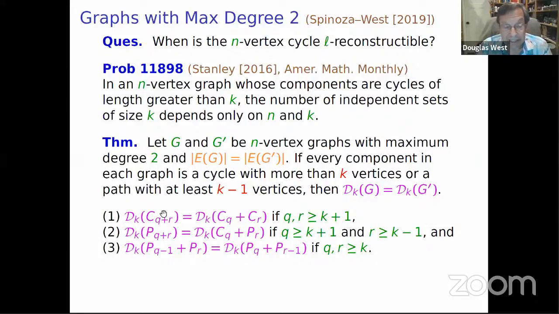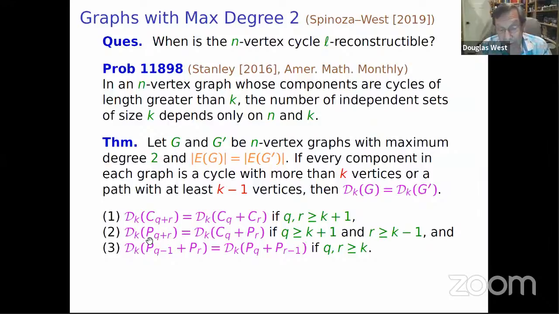One of the things it says is that if you have a cycle, then you can split the vertices into two cycles. As long as each of those two cycles has at least K plus one vertices, you have the same K deck, which means that in order to show that the cycle is reconstructible, K would need to be bigger than this value, the subgraphs you use.